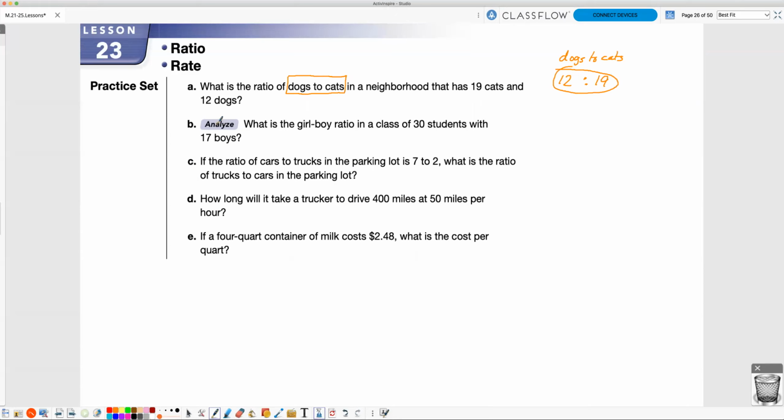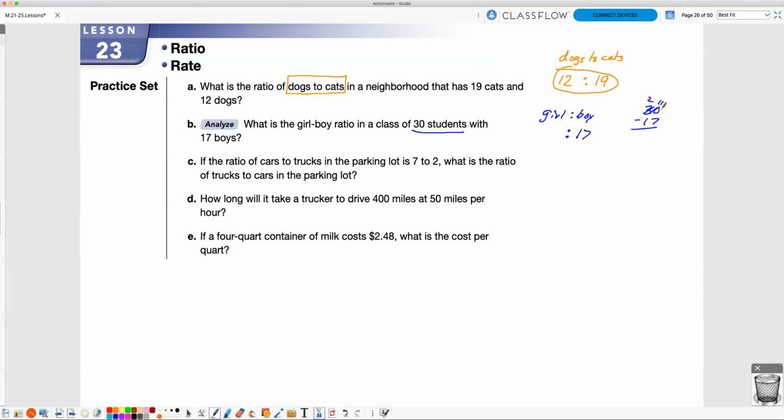Letter B, what is the girl-boy ratio in a class of 30 students with 17 boys? So this one, you have to have it set up. It needs to be in that order, girl to boy ratio. I see that there's 17 boys, so I'm going to write that over here to begin with. I don't know how many girls there are, but indirectly I know, because 30 minus 17 will tell me how many girls are in this class.